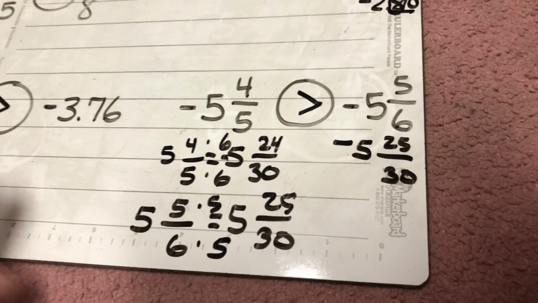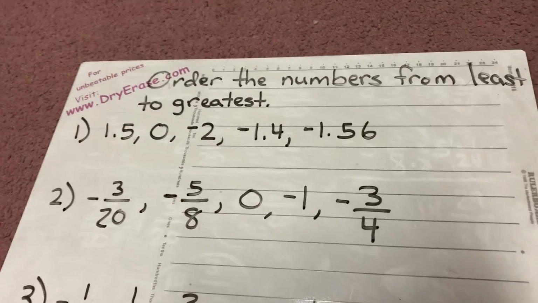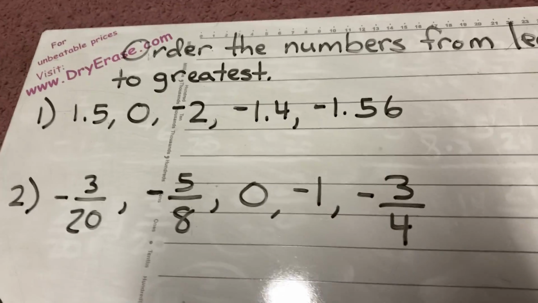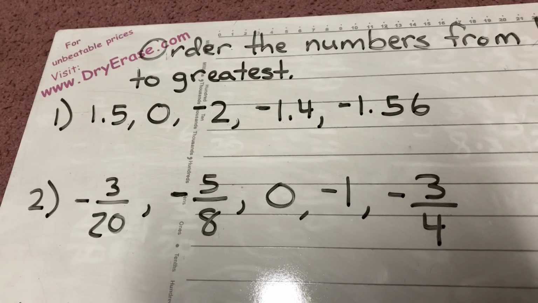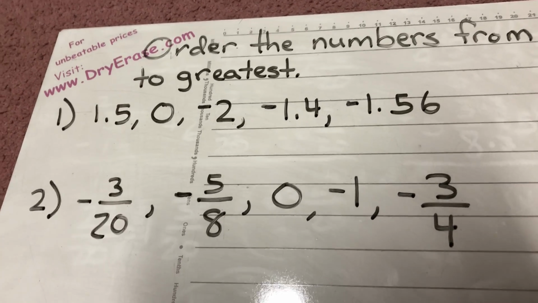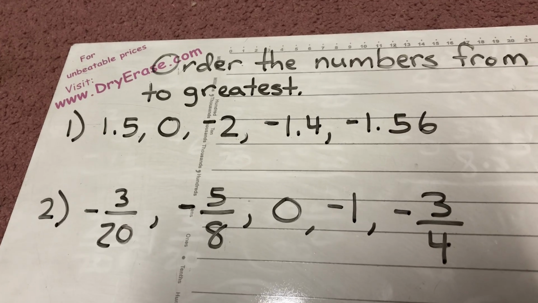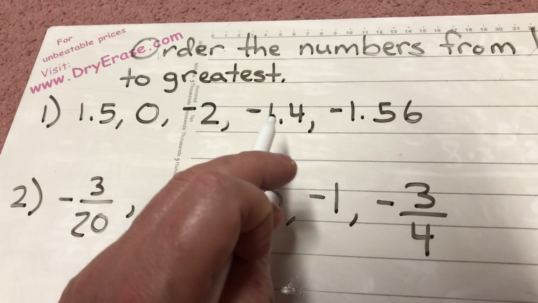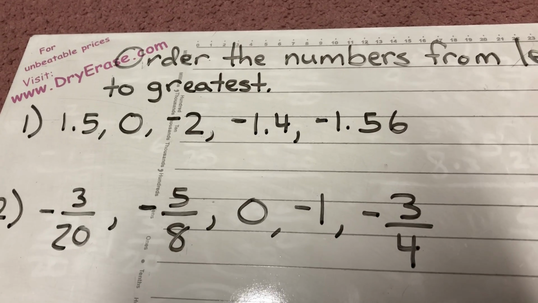All right, so let's go into the next part, which is ordering. Okay, ordering the numbers from least to greatest, decimals, fractions, and so forth. So 1 and 5/10, 0, -2, -1 and 4/10, -1 and 56/100.